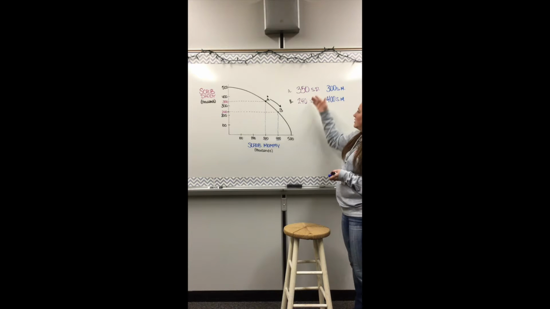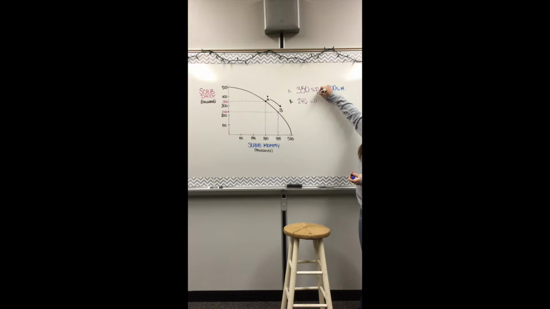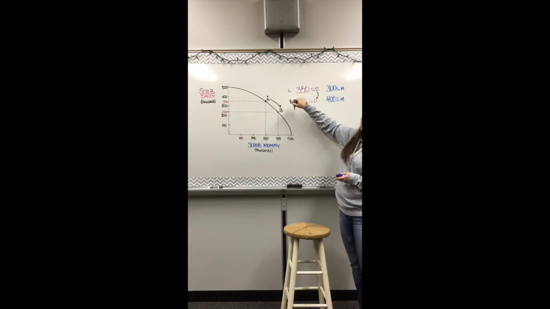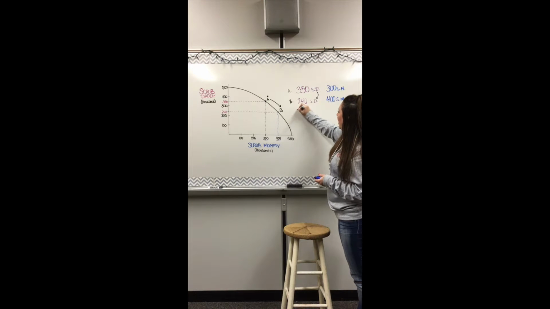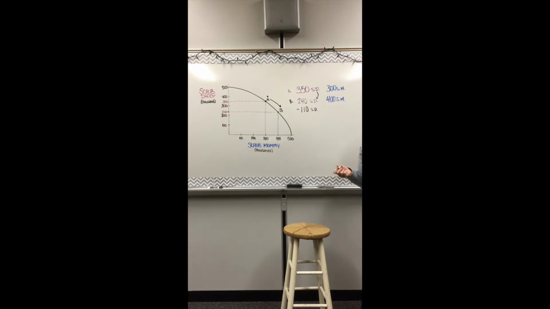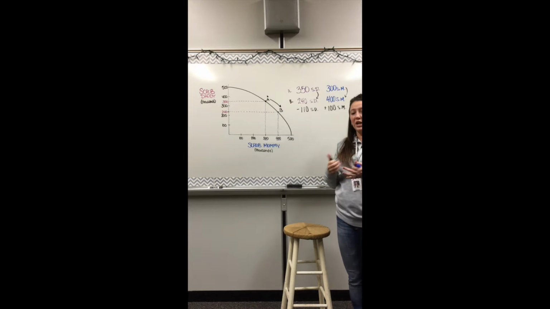Step three then is to look and see what happened to each product when we made that shift. So when we went from this point to this point, we had 350 and we decreased to 240. So we lost 110,000 Scrub Daddies. When we went from this point to this point for our Scrub Mommies, we ended up gaining 100,000 Scrub Mommies. So now we know what the change is going to be.